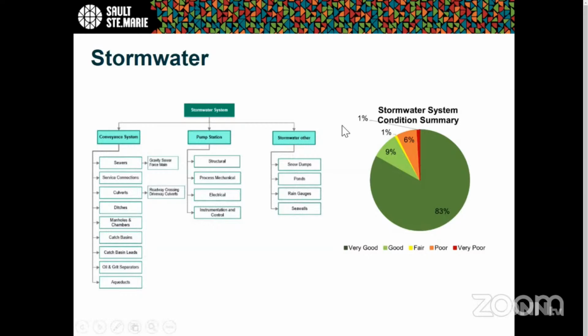Our condition assessment of our stormwater assets is an age-based condition assessment for this exercise. Right now the condition of our stormwater infrastructure is pretty good. Over 90% of our assets are in good to very good condition, with our overall cost, in today's dollars, of our stormwater municipal assets just over $1 billion.